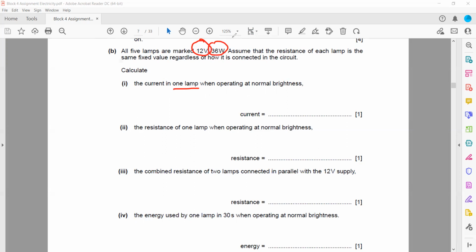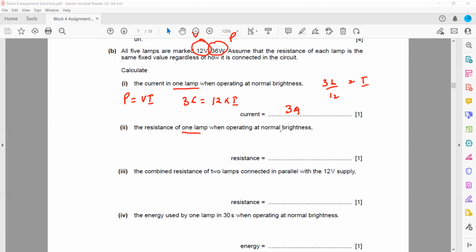So we have the power, we have the voltage, we need the current. So the formula is P equals VI. So power is 36, V is the voltage 12, and I is the current. So 12 is multiplied with the current, on the other side it will be divided, so it will be 36 divided by 12. So 36 divided by 12 is equal to 3 ampere.